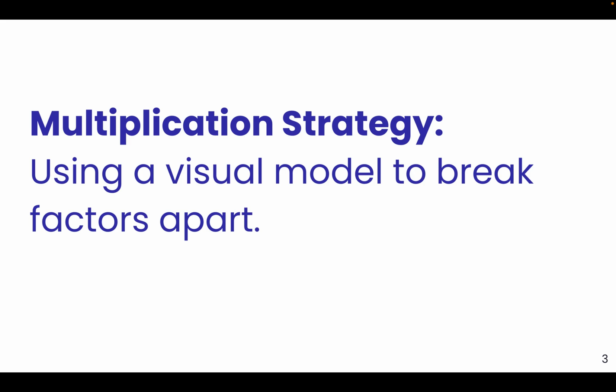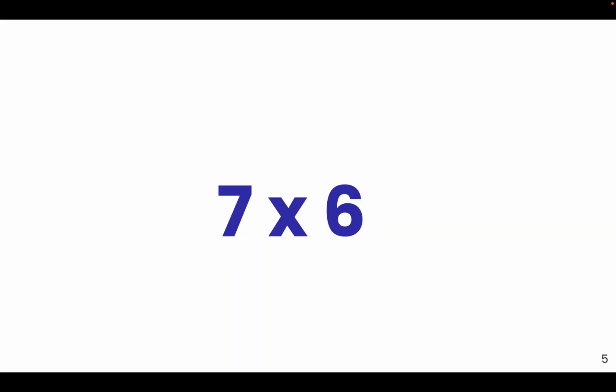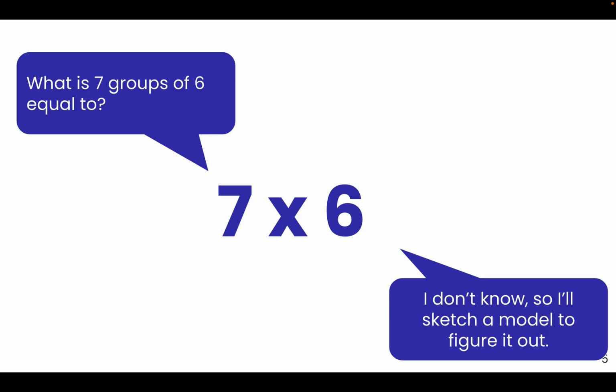In previous math lessons, we've worked on number strings like this, but with some of our learners, looking at a number string like this alone can feel really overwhelming. So when things get complicated, we're going to go back to a visual or a model. Let's try it. What is 7 groups of 6 equal to? I don't know, so I am going to sketch a model to figure it out.